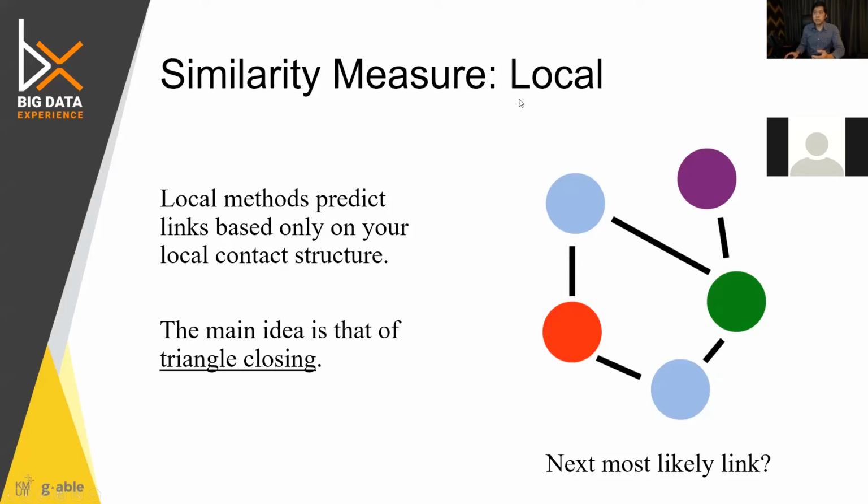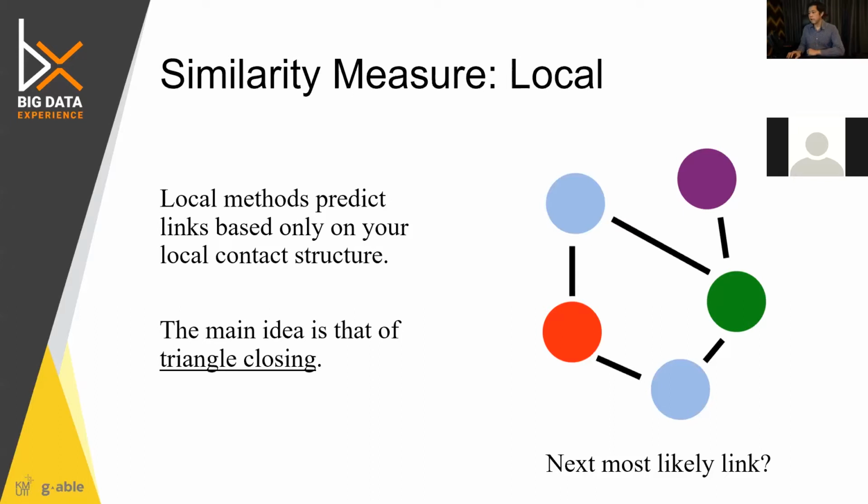Measure the similarity locally. Locally means at the node level. Local measurement here will predict the link based on the contact structure, whether that node is in contact with another node, how dense it is, how close it is in certain aspects. So the first idea here is to close the triangle, to close the transitivity between the two nodes.